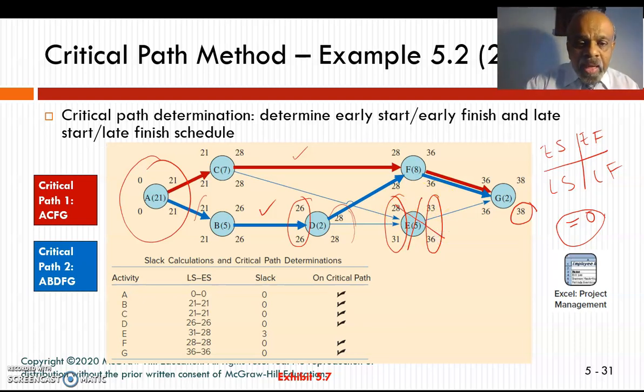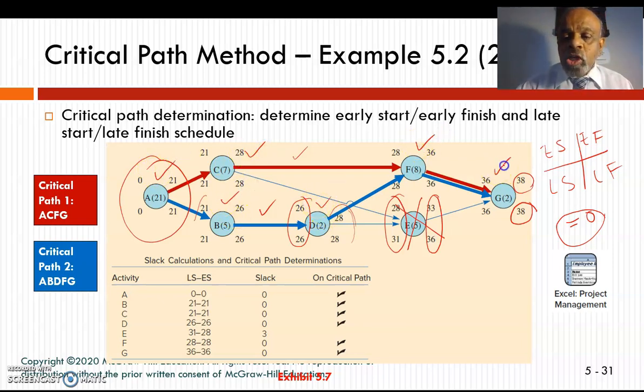So there are two critical paths in this precedence diagram. One critical path is A, C, F, G. The other critical path is A, B, D, F, G. On both of them, I can finish my project in 38 days. So the critical activities are going to be A, C, B, D, F, and G. E is not in my critical path.